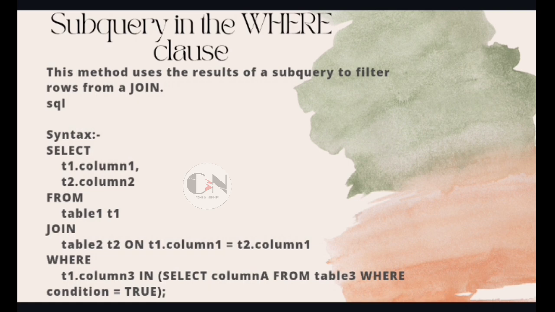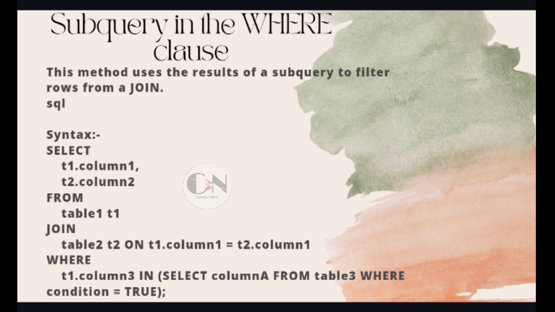Subquery in the where clause. This method uses the result of a subquery to filter rows from a join. Syntax: select t1.column1, t2.column2 from table1 t1 join table2 t2 on t1.column1 = t2.column1 where t1.column3 in (select columnA from table3 where condition = true).